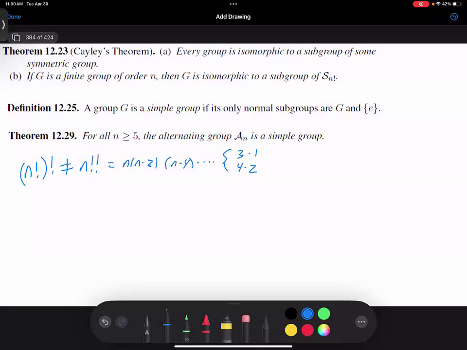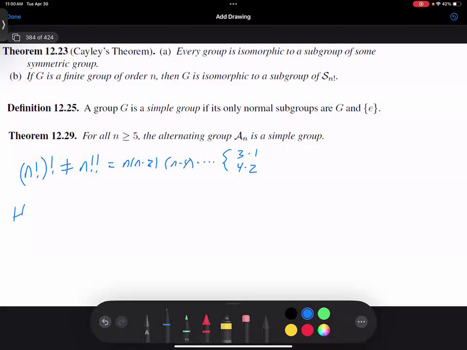This turns out to have lots of implications in combinatorics. S_n factorial is a very large group, but no matter what finite group you give me of order n, it lives inside S_n factorial. A group G is a simple group if its only normal subgroups are G and E.